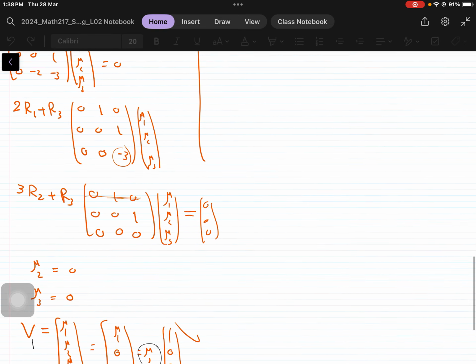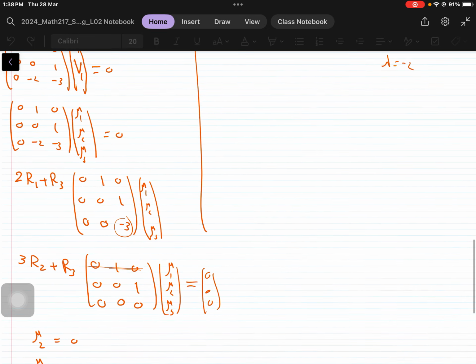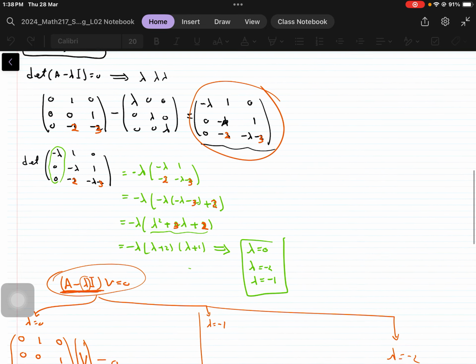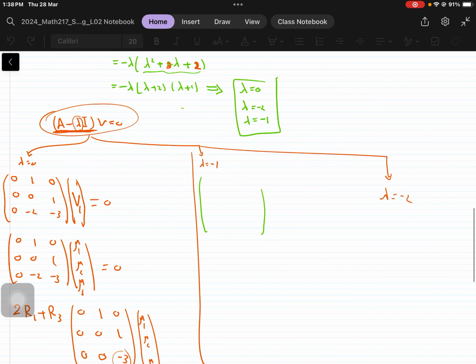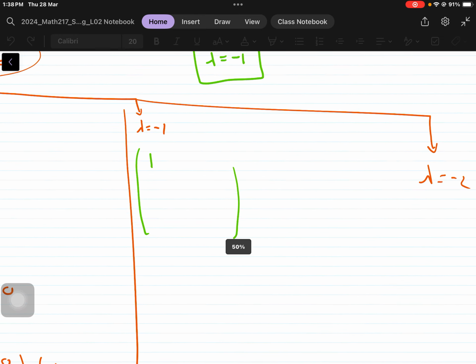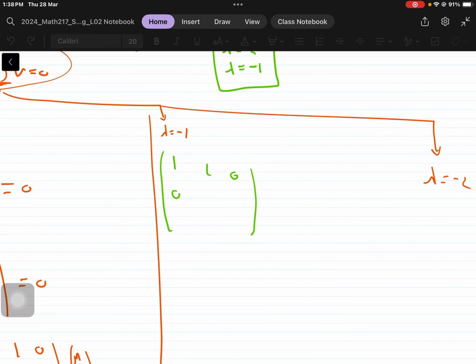So let's take the matrix again. This matrix. We're going to have minus 1 that will be 1, 1, 0, 0, 1, 1, 0, negative 2, negative 2. Right? Because minus 3 plus minus 1, so it will be 1. So this is multiplied by, again, mu1, mu2, mu3, that should equal to 0, 0, 0. All what I did, I took the matrix, substituted lambda equal minus 1, that's all.